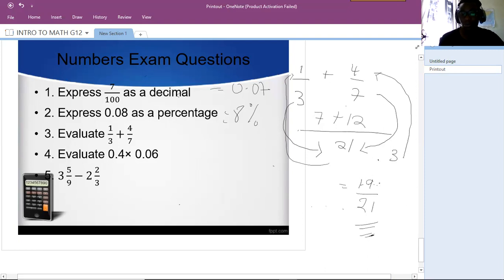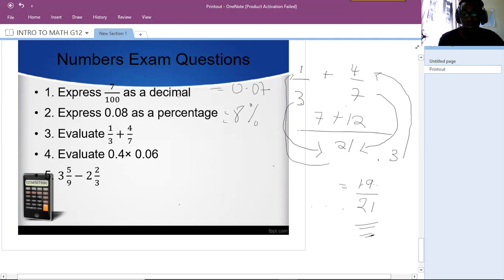And 19 is a prime number, so we can't reduce this any further. So this is how we add fractions. So how did we do that? First of all, we found the lowest common multiple, a number that's big enough such that both 3 and 7 can go into that number without leaving a remainder. And we found that number to be 21.